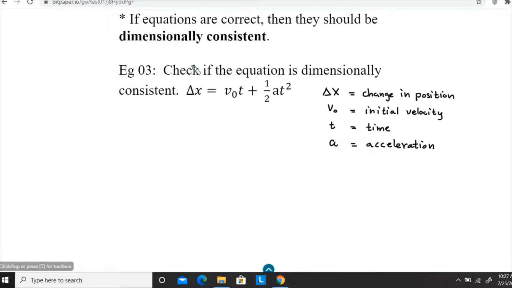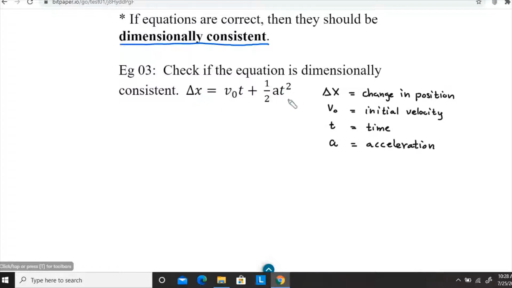We can use dimensions to check if an equation is correct. If an equation is correct, we say that it is dimensionally consistent. Let's try to do an example on this. Example number 3: check if the equation is dimensionally consistent. Delta x stands for a change in position. V0 stands for initial velocity. T stands for time. 1/2 is a constant. A is the acceleration, and again you have time squared.